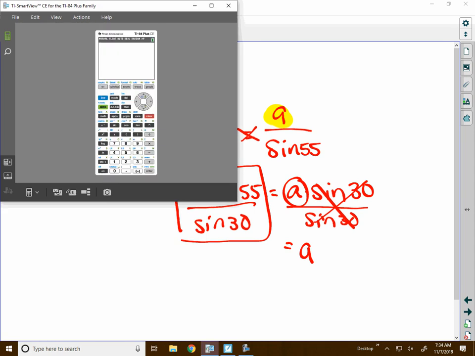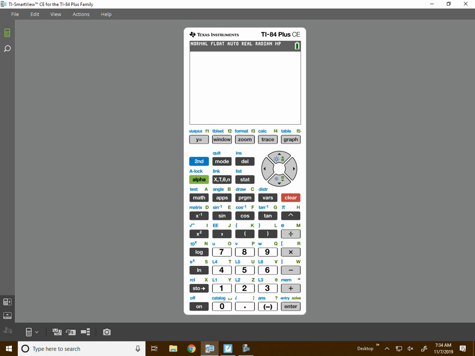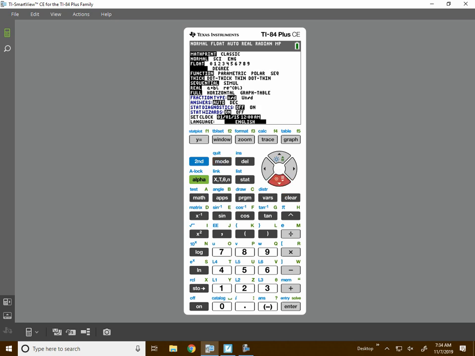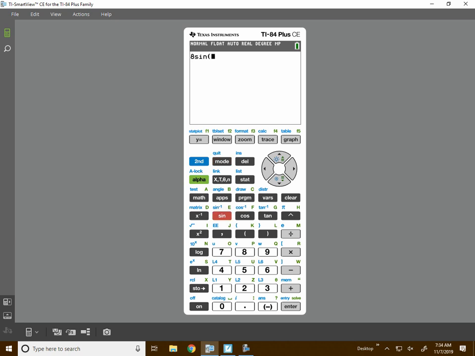So what I do is I put this in. All right, so my numerator is what? 8 times the sine of... Make sure your mode is in degree as well. 8 sine 55. So I put that in first, and I press enter. Then your calculator will automatically take that answer. If you hit the divided by sign, it should say ANS. Divided by, and then now we're doing what? Sine of 30? Yeah.